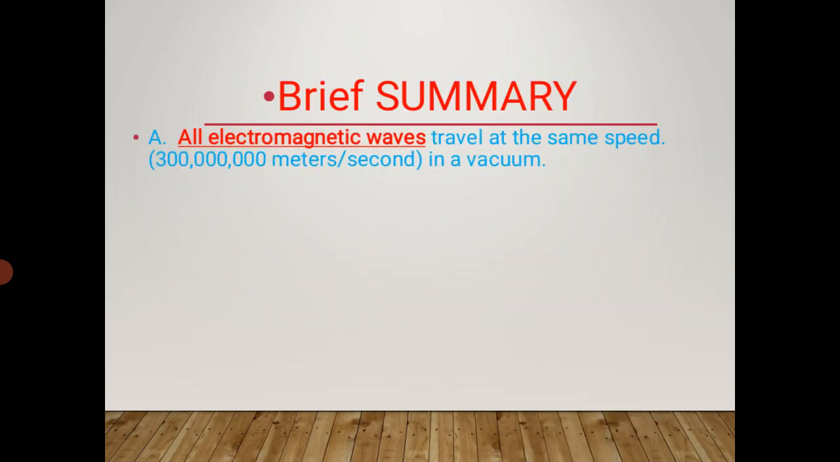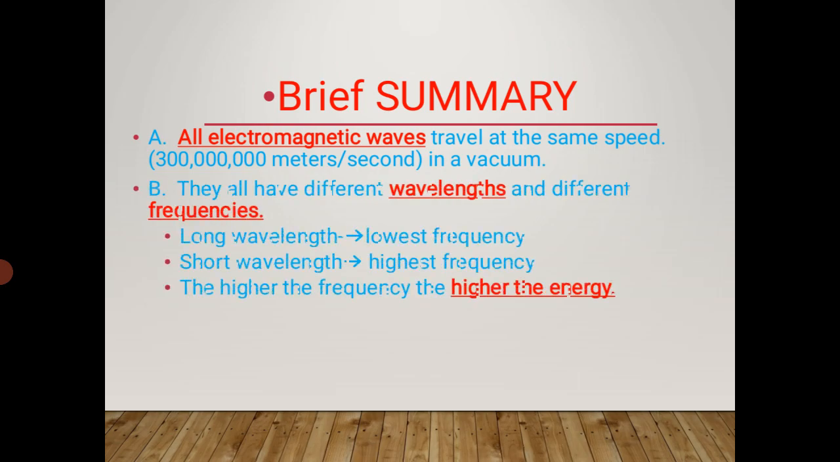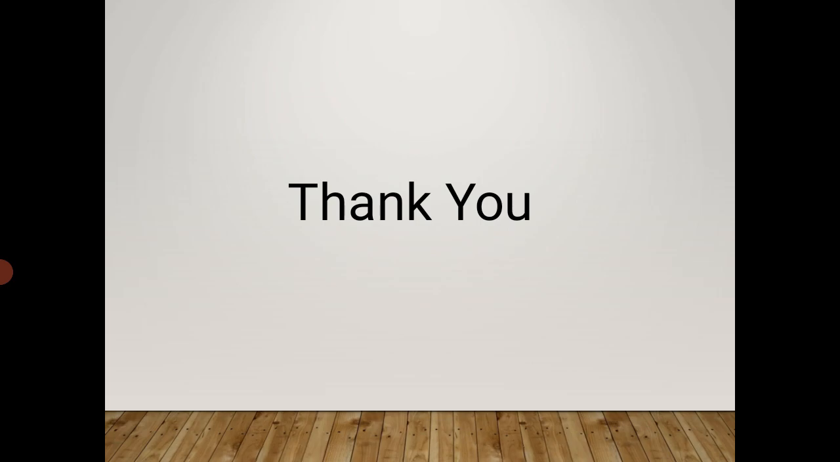Brief summary. All electromagnetic waves travel at the same speed, 3 × 10^8 meters per second in a vacuum. They all have different wavelength and different frequency. Long wavelength, lowest frequency; short wavelength, highest frequency. The higher the frequency, the higher the energy. I hope you have understood this.